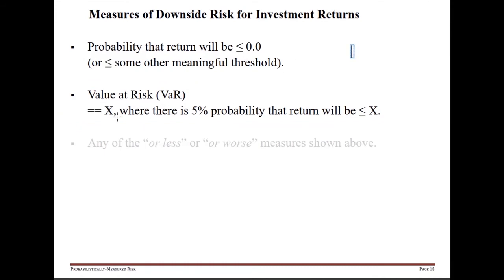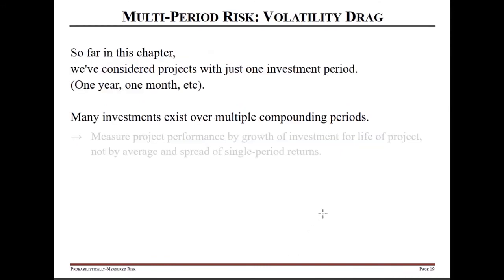And value at risk is that quantity X where there's a 5% probability that return will be less than or equal to X. And any other measures we could think about. We talked a little bit about volatility drag. Volatility drag was important for us whenever we're looking at holding investments over multiple compound periods.